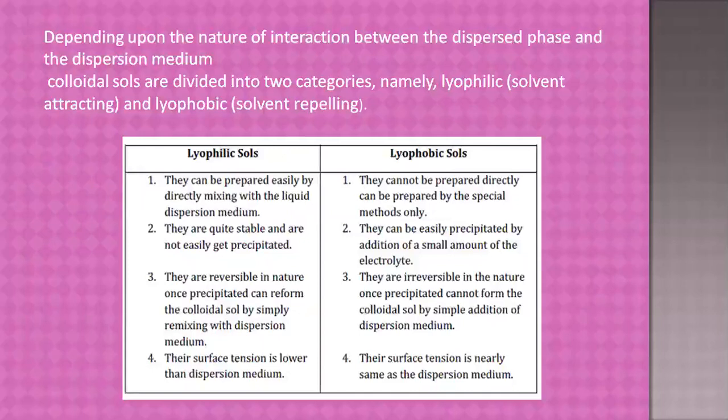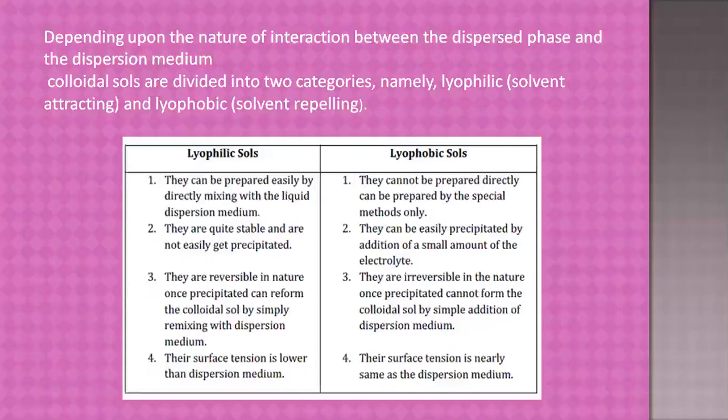What is the meaning of reversible sol? It means if the dispersion medium is separated from the dispersed phase, say by evaporation, the sol can be reconstituted by simply remixing the dispersion medium. Now, they are quite stable and cannot be easily coagulated.